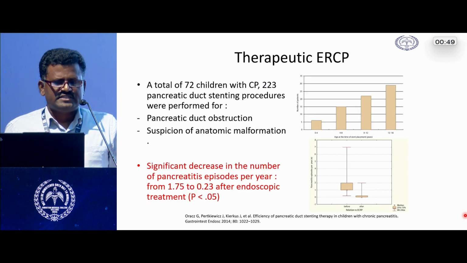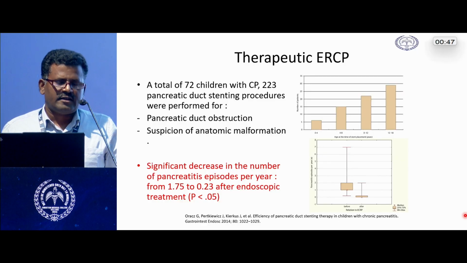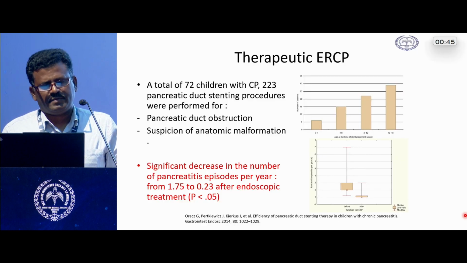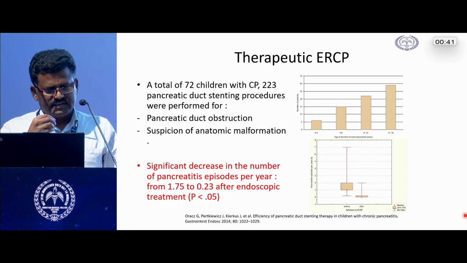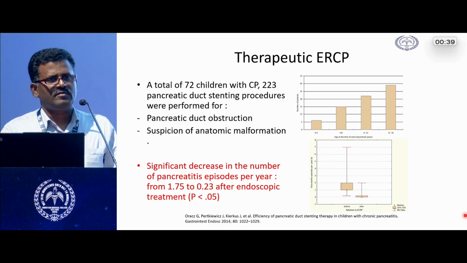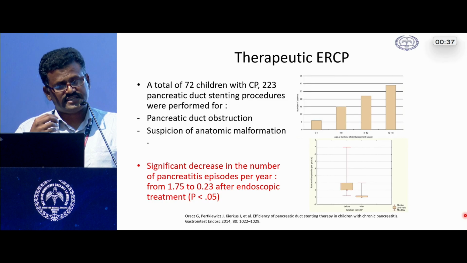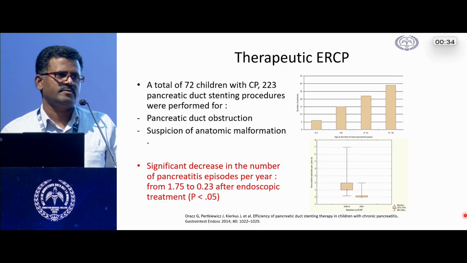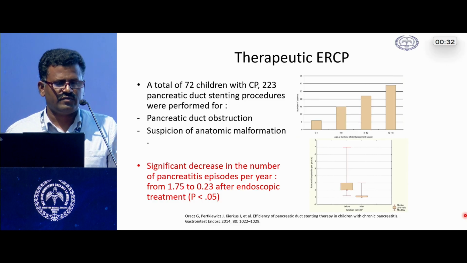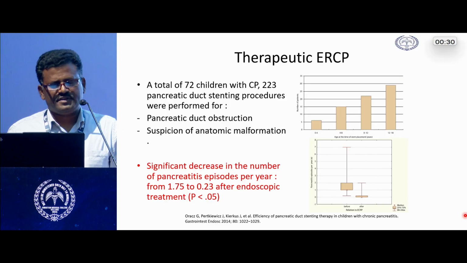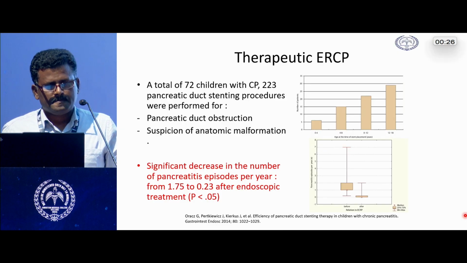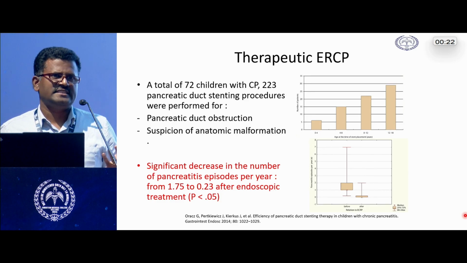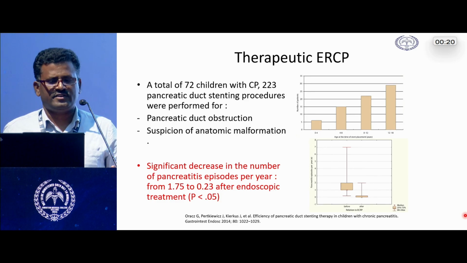This is one study which studied the efficacy of therapeutic ERCP in children with chronic pancreatitis. Mainly the stenting was done for pancreatic duct obstruction or suspicion of any anatomic malformation. What they found was a significant decrease in the number of pancreatitis episodes per year from 1.75 to 0.23. Many of their patients were more than 8 years old, up to 18 years old. So this study emphasized selecting the patients for ERCP and the benefit of ERCP in those patients.